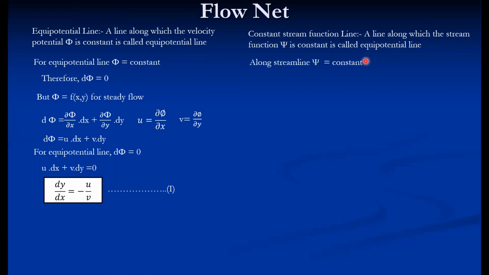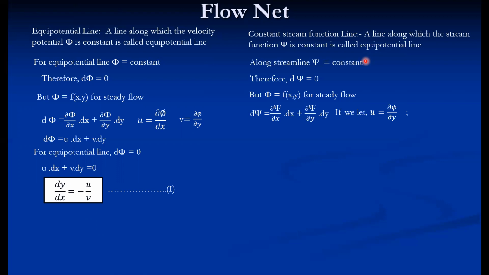So along a streamline, psi is equal to constant. Therefore, d psi is equal to 0. But psi is a function of x and y for steady flow. So d psi is equal to del psi by del x into dx plus del psi by del y into dy. If we let u equal to del psi by del y and v equal to minus del psi by del x, and substitute there, d psi is equal to minus v, because instead of del psi by del x, we can put minus v.